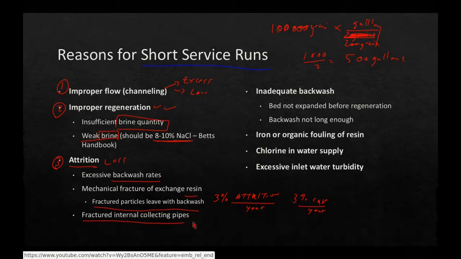Or maybe I've got water collecting pipes inside that are fractured. And so if I've got a broken pipe inside of this thing and I do a backwash, or even if I have it in service, I can be carrying beads out of the softener, which is a problem.